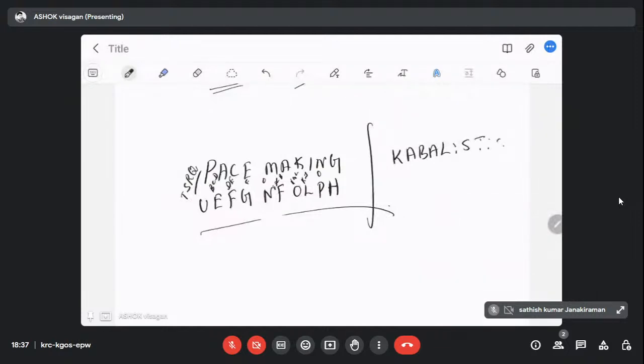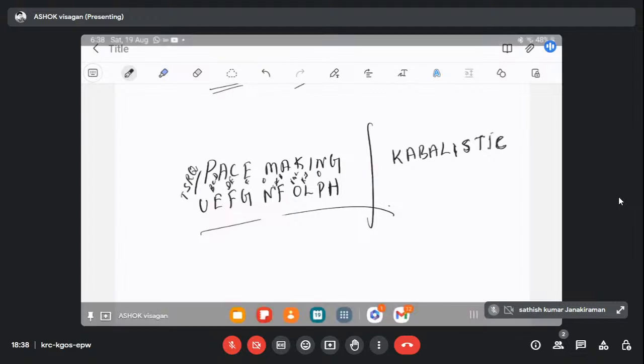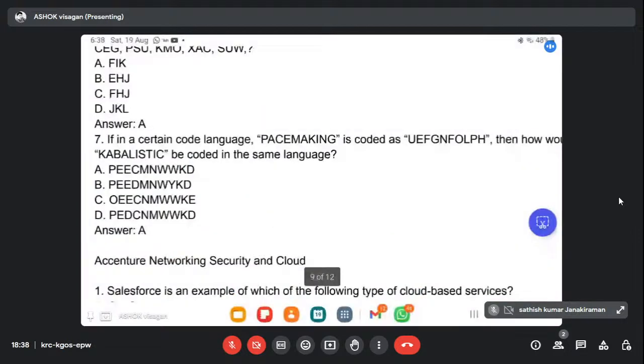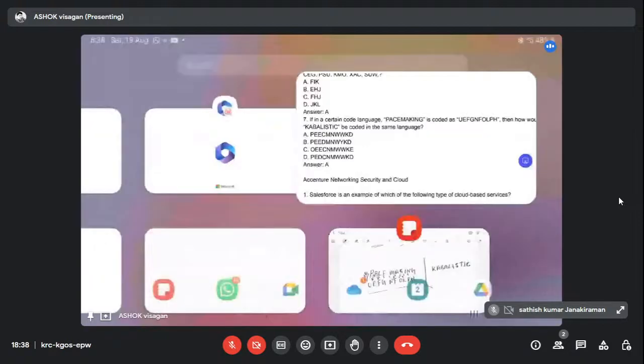Kabbalistic. So this is the coded word. You have to be very careful. At the same time, you can go through the options and easily eliminate some. 3 answers start with P and only 1 answer starts with O. Just check which letter is different in all the words. If you look at the fifth letter, the first two options have M, the last two options have N.